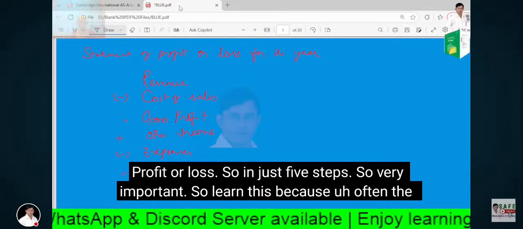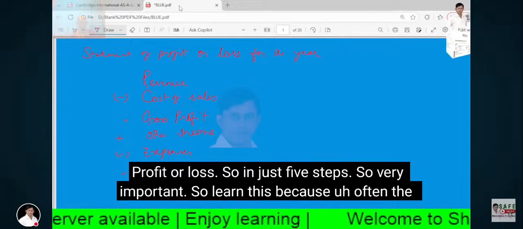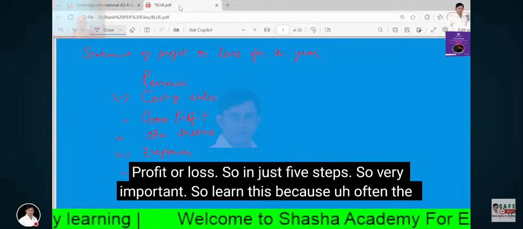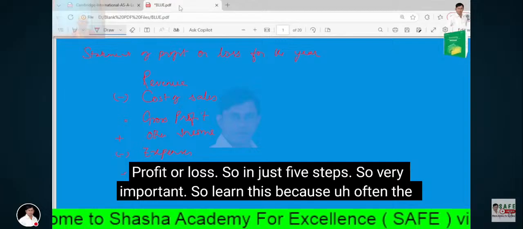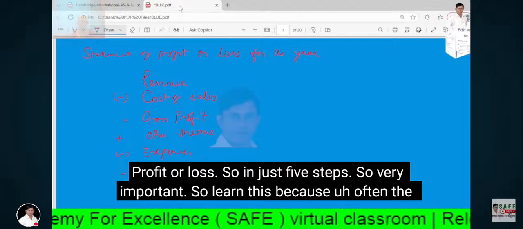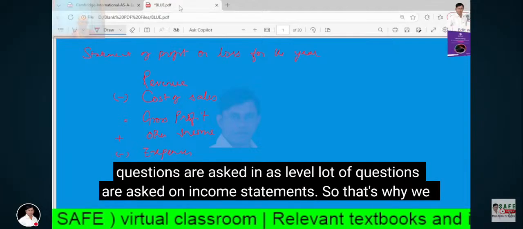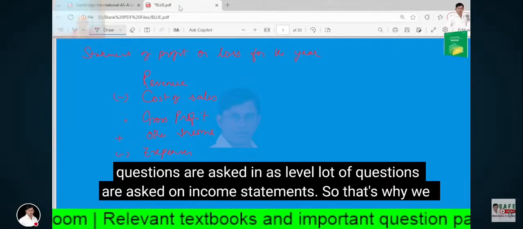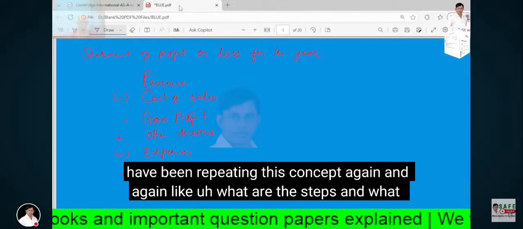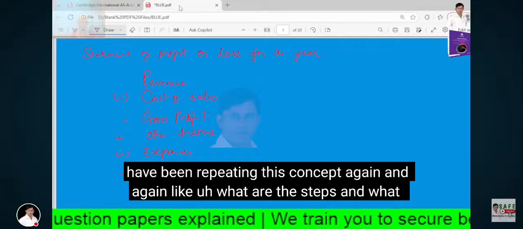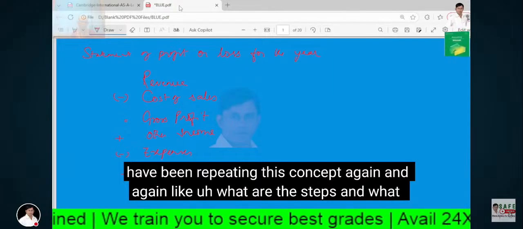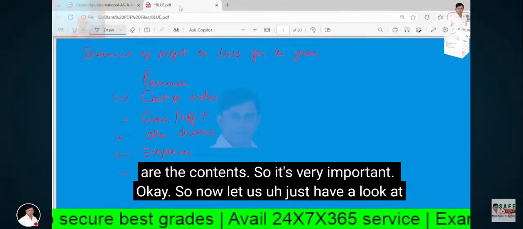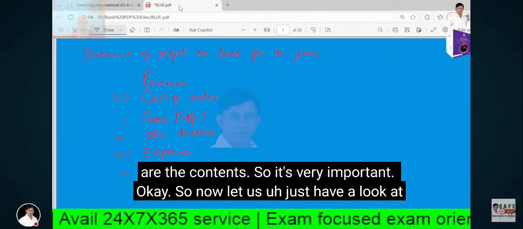In the statement of financial position of a sole trader, there are five steps. What is the first one? The first one is non-current assets, or fixed assets. A lot of questions are asked in AS level on this, so we have been repeating it again and again, to understand the contents. We need to write this in an order.